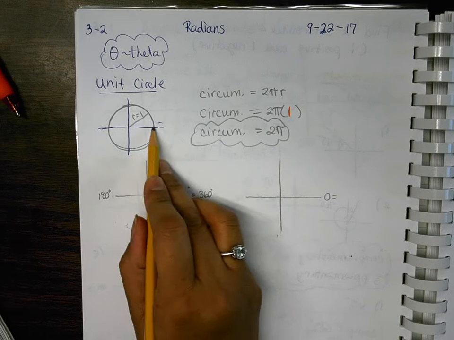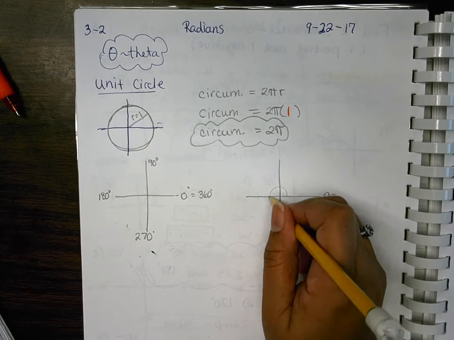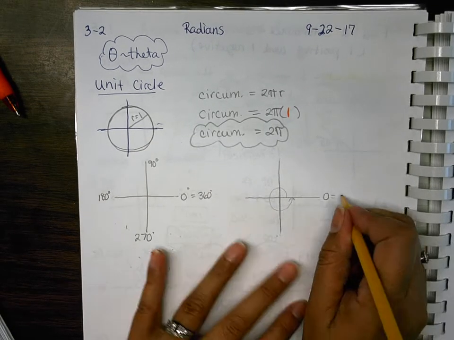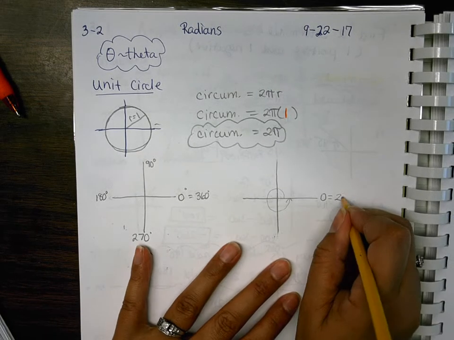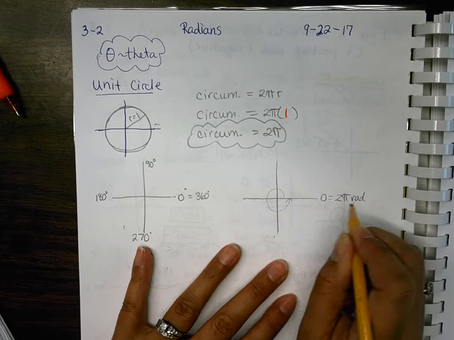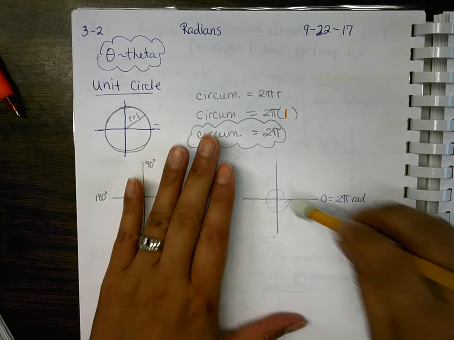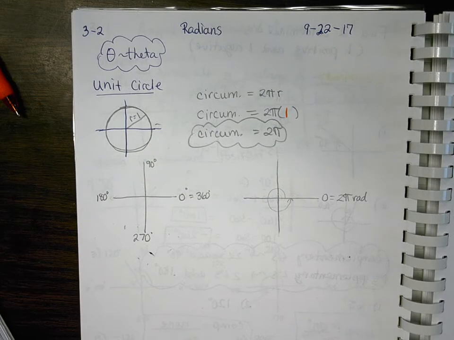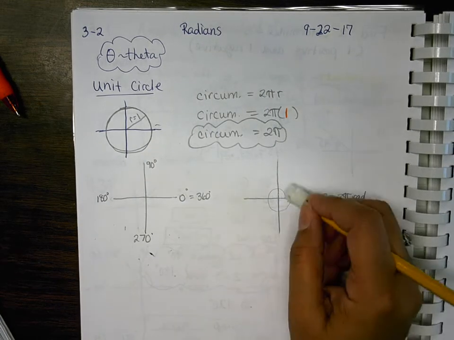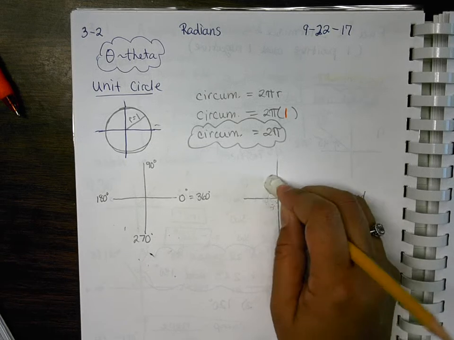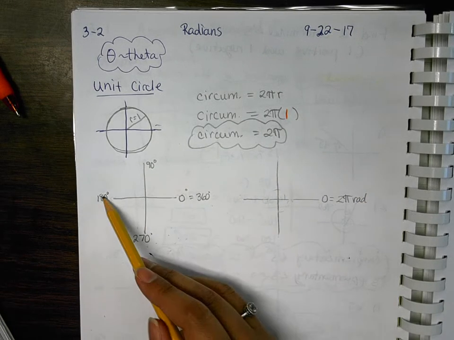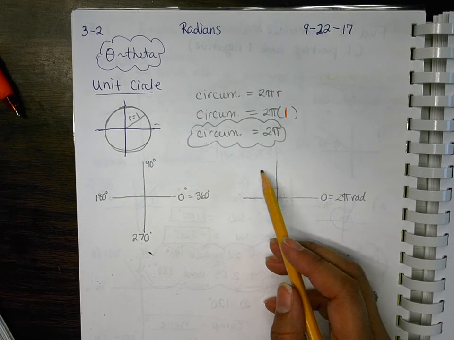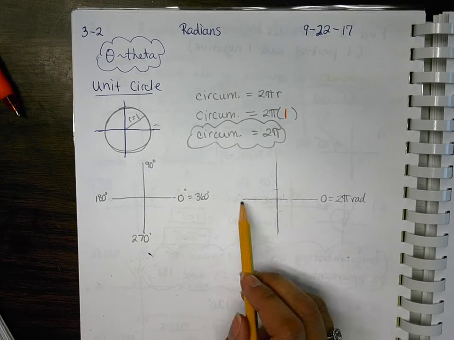And we just talked about circumference going all the way around. Going all the way around would be what? 360 or what? 2 pi. 2 pi radians. I'm going to put rad for radians. Okay, so going all the way around is 2 pi. All right, so let's use that and figure out our, these are called quadrantals, the 90, 180, 270. Let's find those.